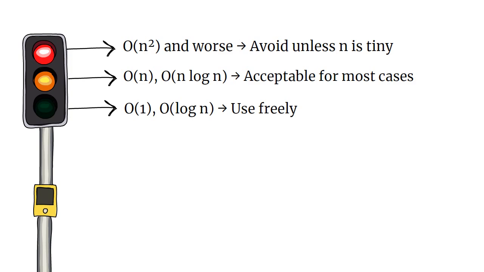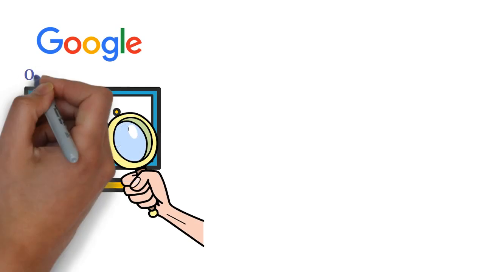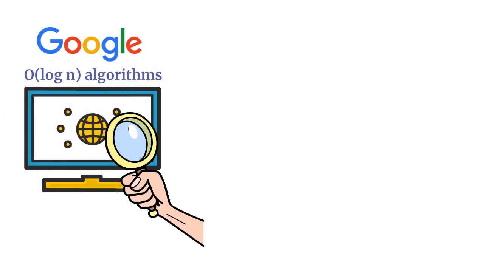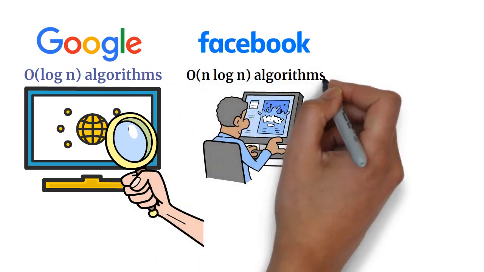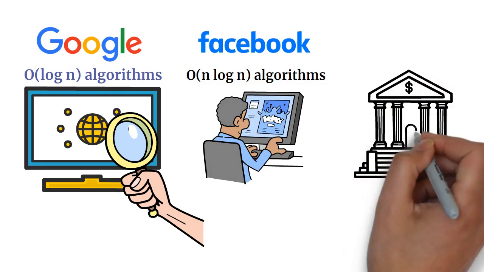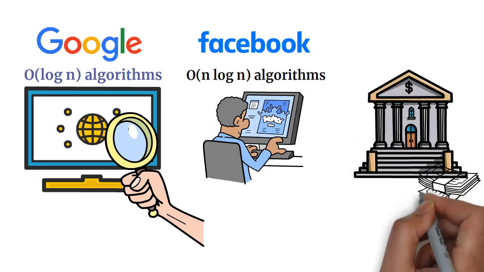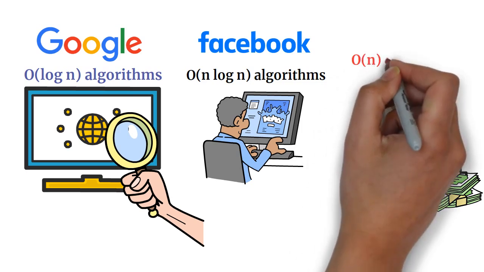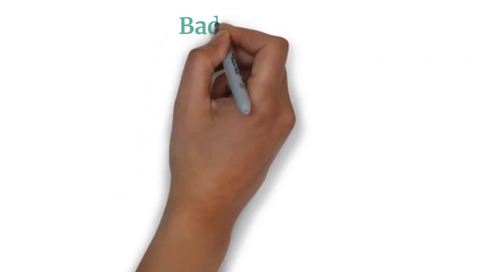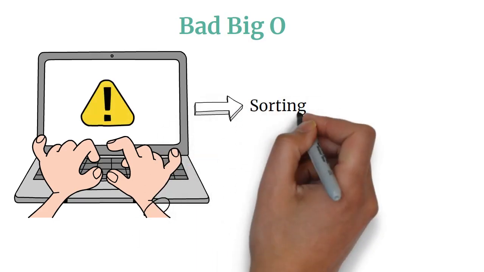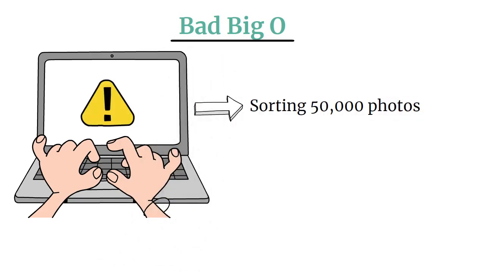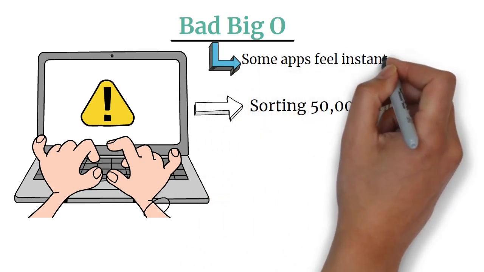Here's why this matters in the real world. Google searches billions of web pages in milliseconds. They're using O(log n) algorithms. Facebook sorts your newsfeed from millions of posts efficiently. O(n log n) algorithms. Your banking app processes transactions securely without lag. O(n) at worst. Bad Big O is why your computer freezes when sorting 50,000 photos using a naive algorithm. It's why some apps feel instant while others feel sluggish.